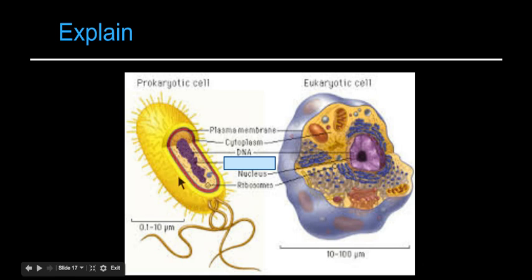Because remember we said all living things need to have DNA. Well, this bacteria cell is alive. It has DNA, but it's a prokaryote. So it doesn't have a nucleus.